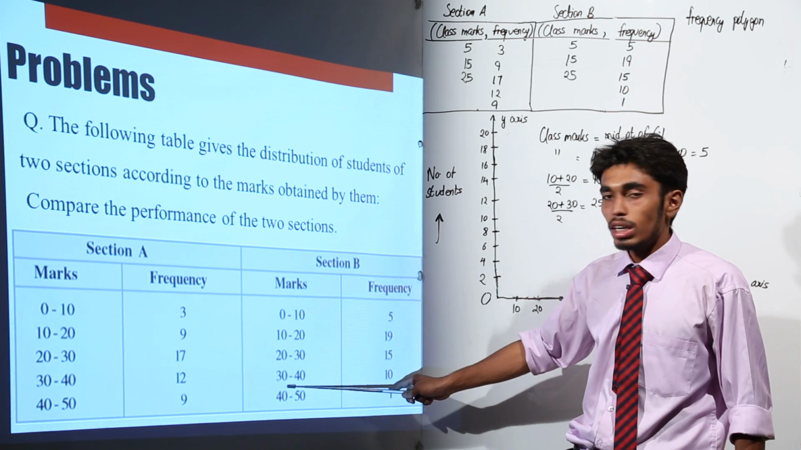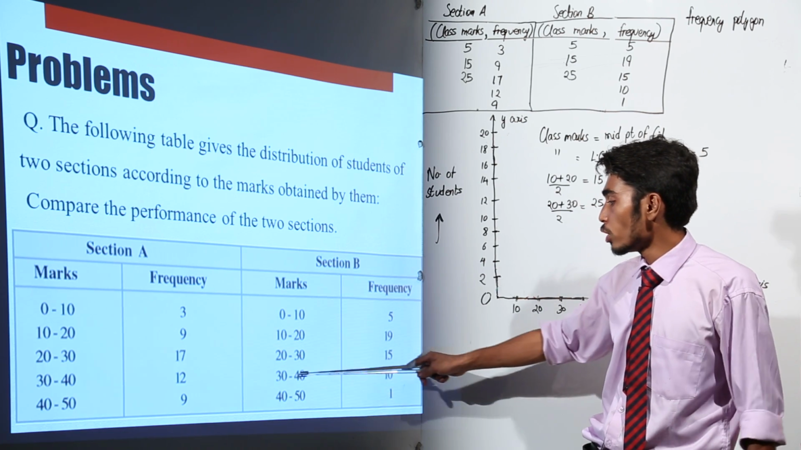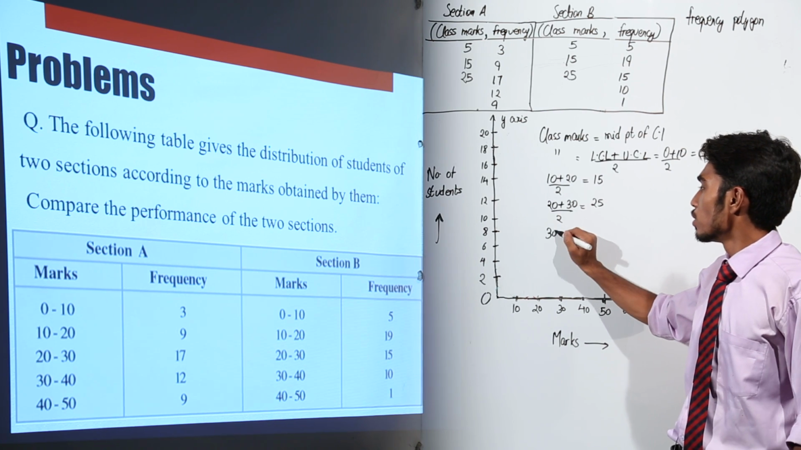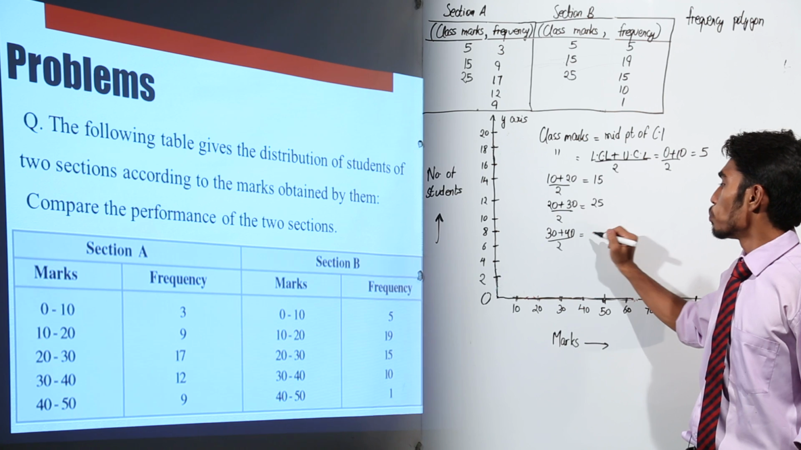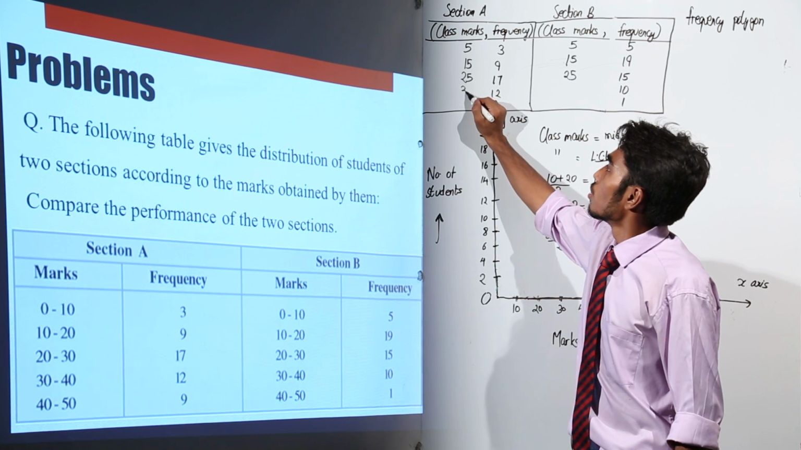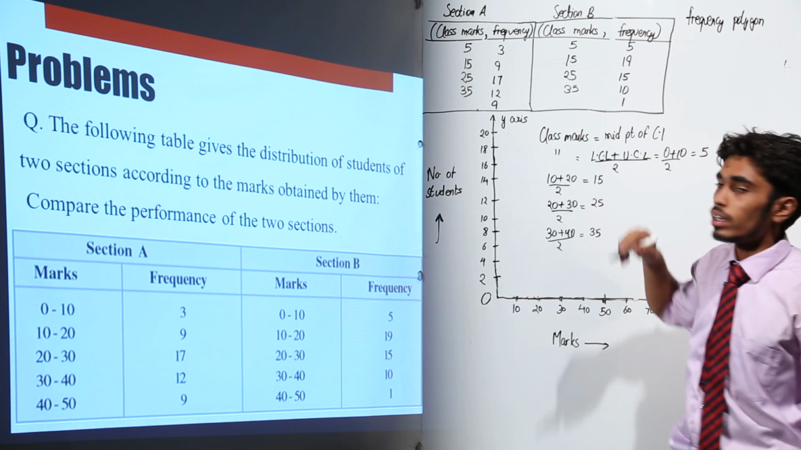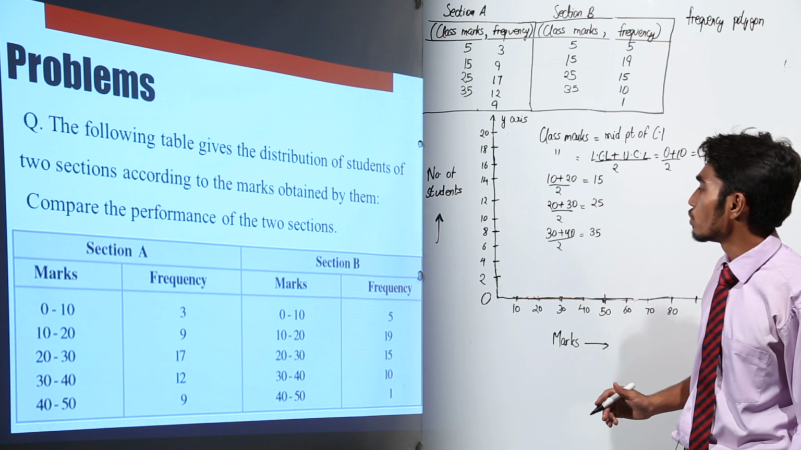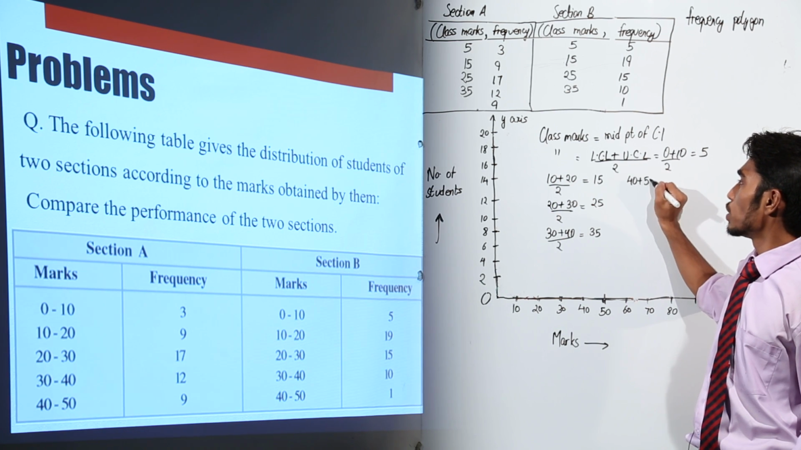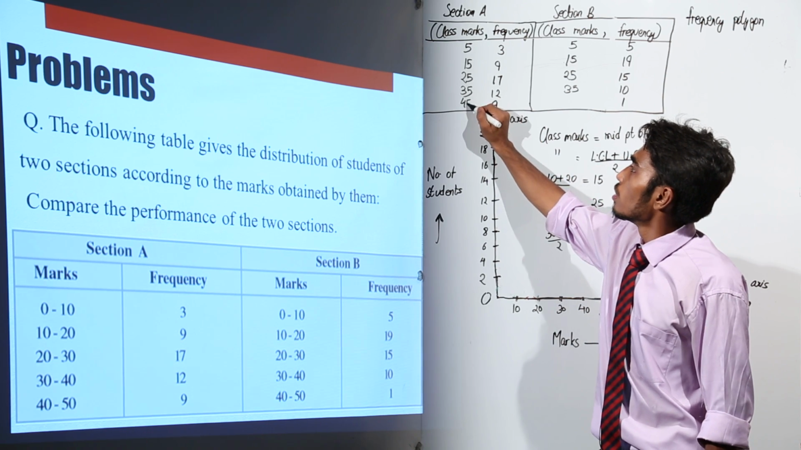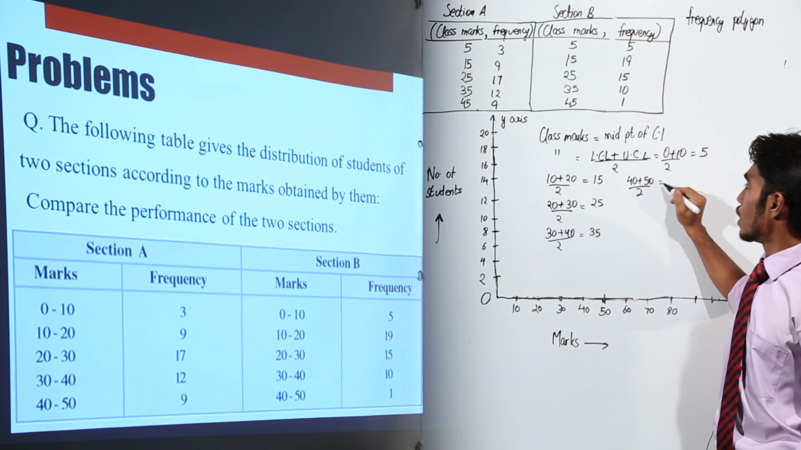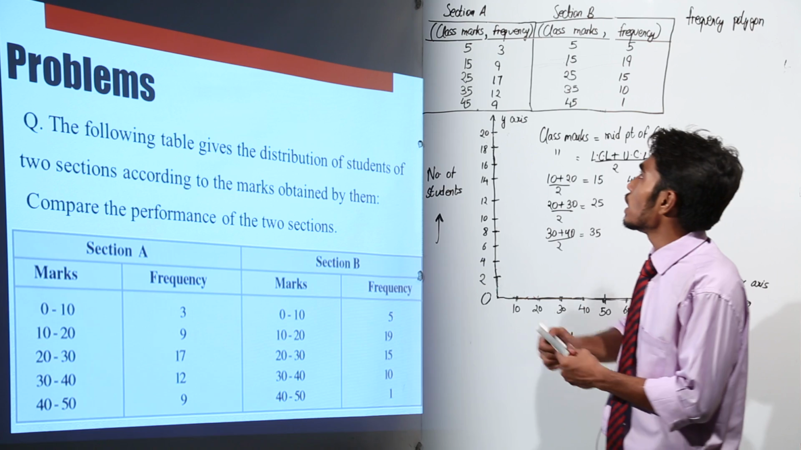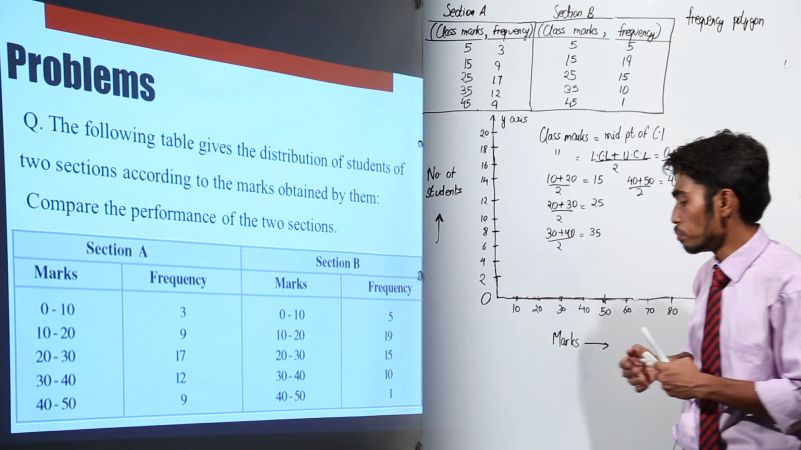Similarly, you can observe that 35 will lie at the midpoint of 30 and 40. You don't even need to use the formula, 30 plus 40 by 2. So the midpoint will be 35. Just by common sense you can fill the entries. You don't need to use the formulas every time. For the fifth class interval, that is 40 to 50, 40 plus 50 by 2 should come out as 45. 40 plus 50 is 90, and 90 divided by 2 is 45. So we have obtained all the class marks for both section A and section B.